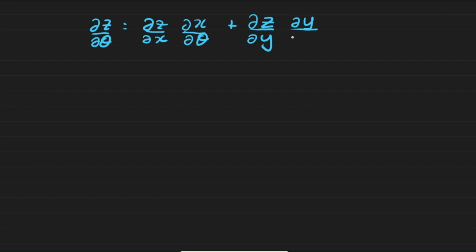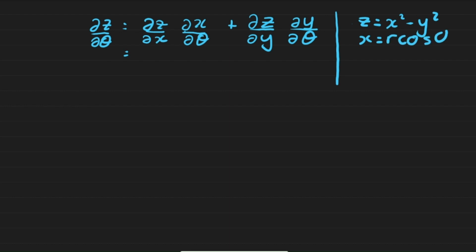The next part of the question, to determine ∂z/∂theta, what we would need to do is write the function differential. So that's going to be ∂z/∂x times ∂x/∂theta plus ∂z/∂y multiplied by ∂y/∂theta. So let's just remind ourselves what the function is. z is equal to x squared minus y squared, and x is equal to r cos theta, and y is equal to r sine theta.